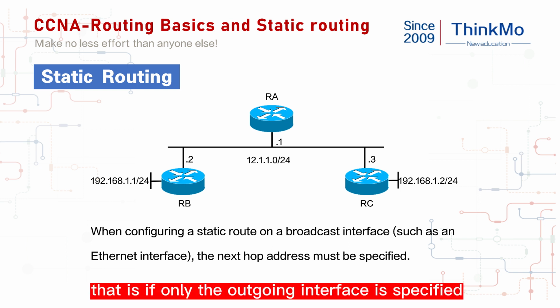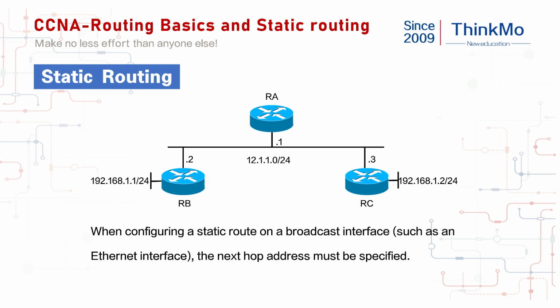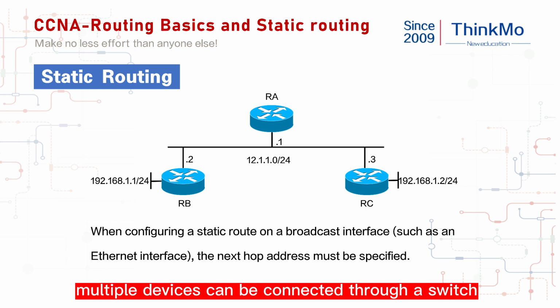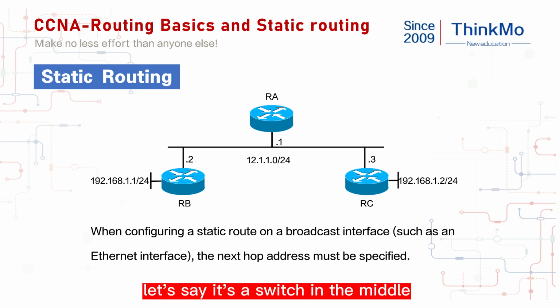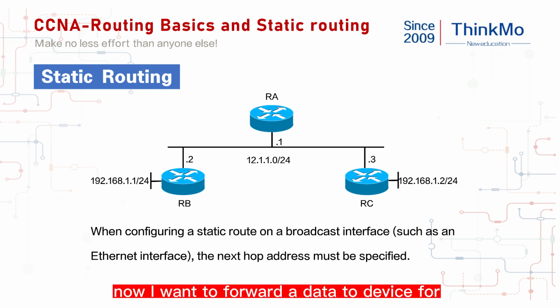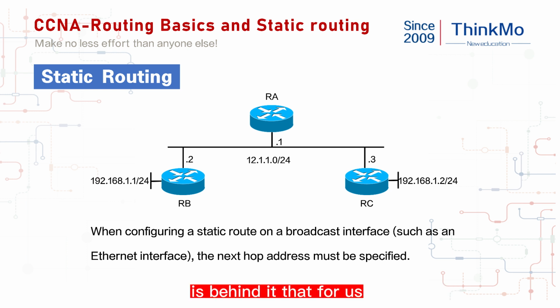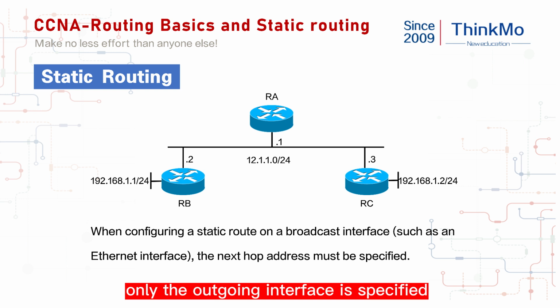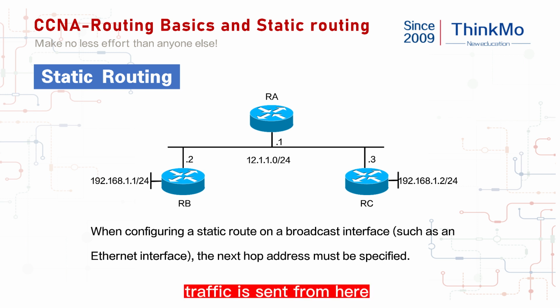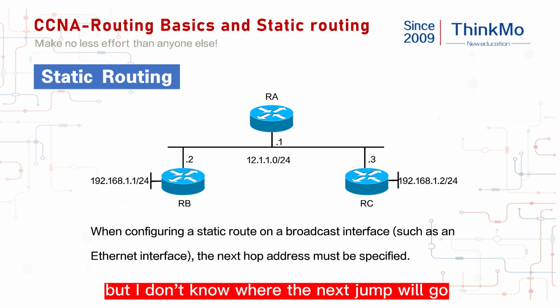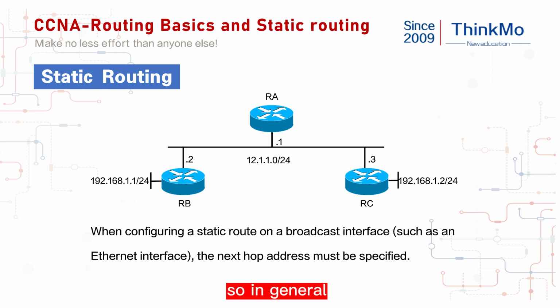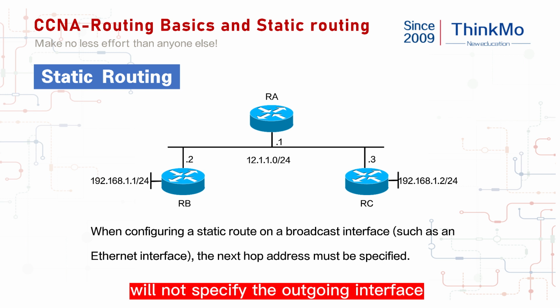That is, if only the outgoing interface is specified, then under the current network, multiple devices can be connected through a switch. Let's say there's a switch in the middle, then they can all be in one network segment. Now I want to forward data to device 4, for example, data to a network segment behind it. If only the outgoing interface is specified, traffic is sent from here, but I don't know where the next hop will go. So in general, we will not specify the outgoing interface.